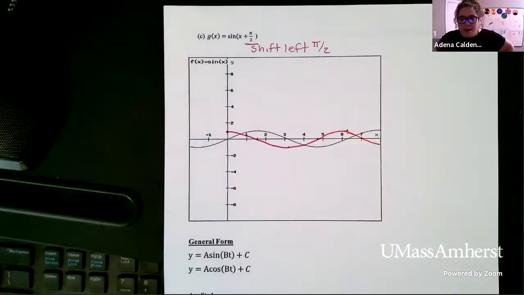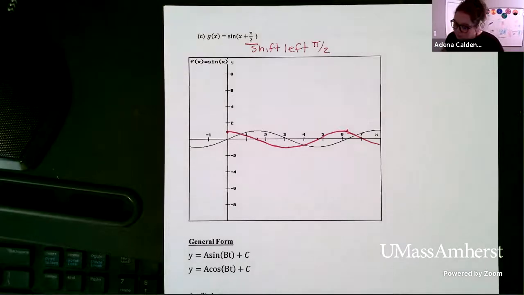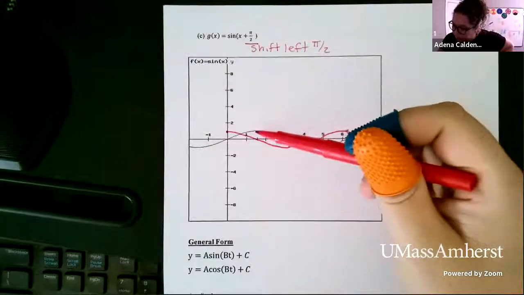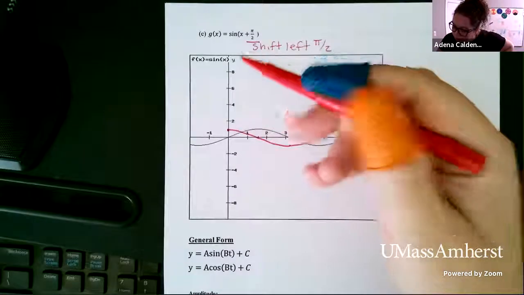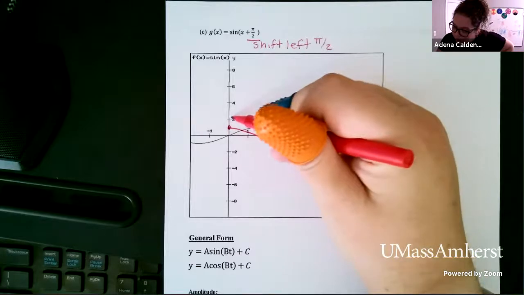All right, so when we shift this function left by pi over 2, we are taking these values and moving them left. So the maximum value, which happens to be at pi over 2, gets shifted. So this point gets shifted right to the origin.